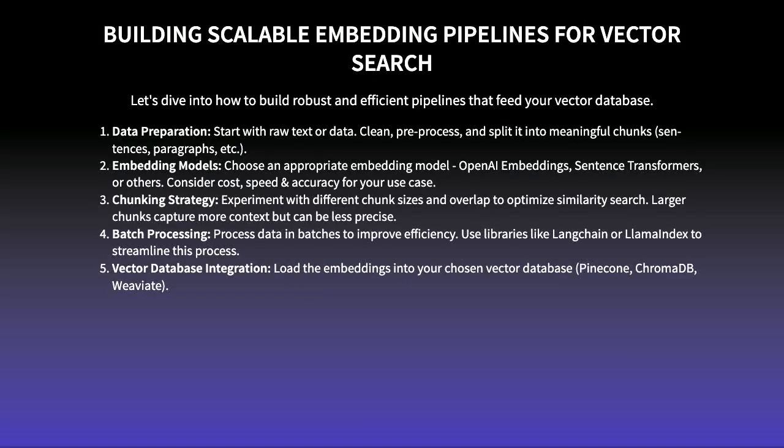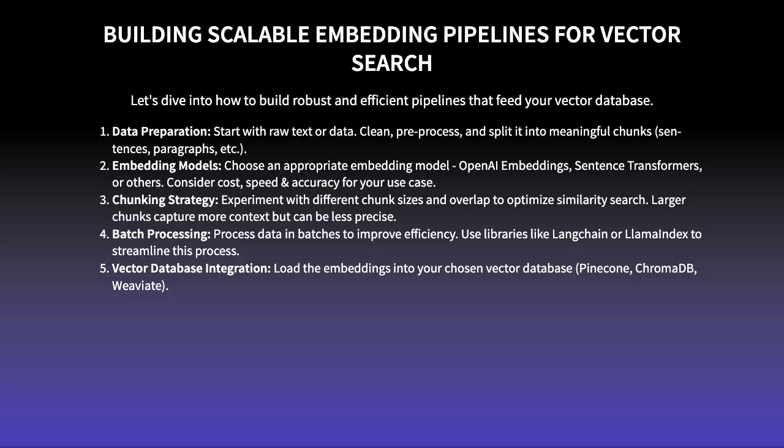need them. Okay, so building a really powerful vector search system isn't just about throwing some data into a database. It's all about creating a smooth pipeline that gets your text ready for the best possible results. First, we need to start with the raw information and make sure it's clean and prepped correctly. Then, you'll select an embedding model. Think of these as translators that turn words into numbers so the database can understand them.